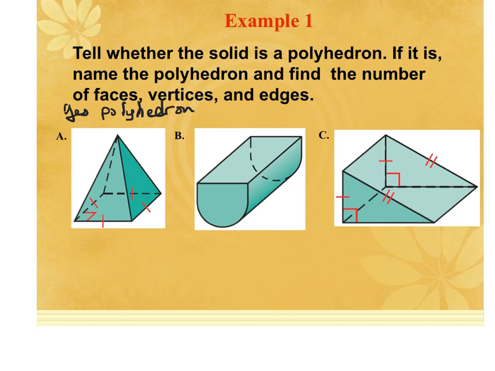So because it's a polyhedron, we need to name it. Notice the congruency marks along the base down here. This tells me that my base shape is a square. So again, to name our polyhedron, we're going to use the base shape. So this is a square pyramid.